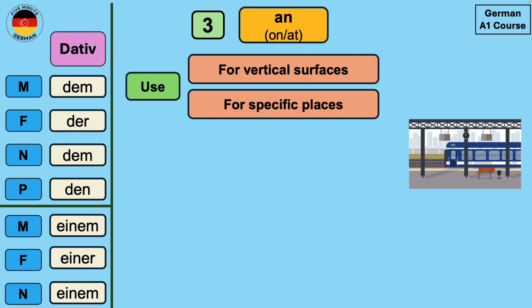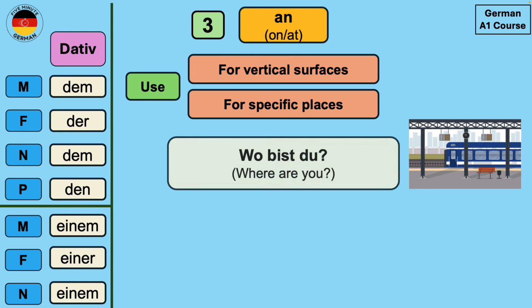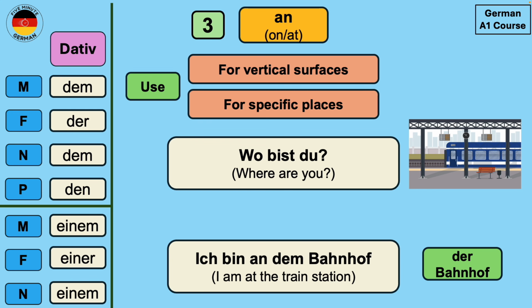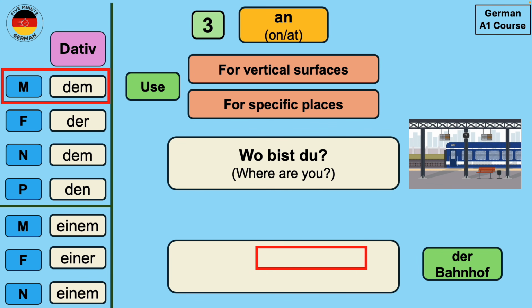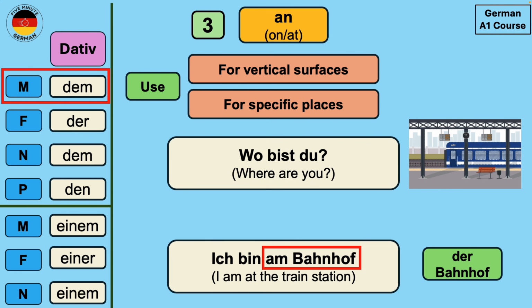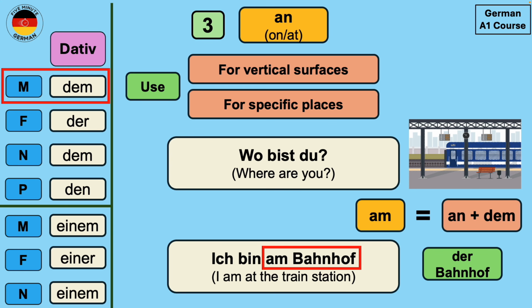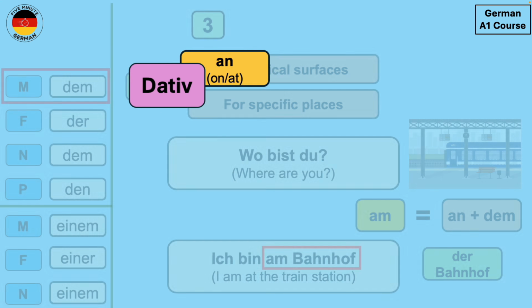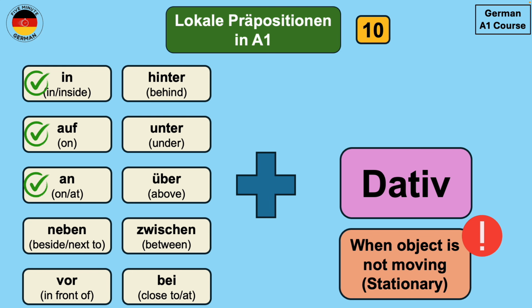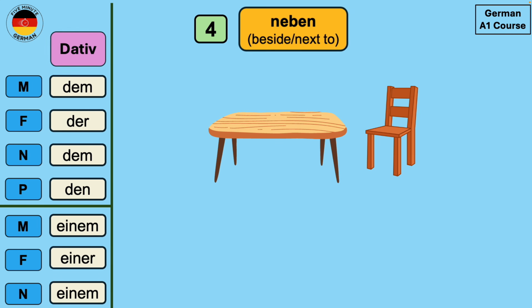For example, a train station. So if somebody asks, wo bist du? Where are you? Then you can say, ich bin an dem Bahnhof. I am at the train station. So in this case, an takes the meaning of at. And because it is der Bahnhof, that's why we say an dem Bahnhof. And just as we saw in the previous example, we can write this as ich bin am Bahnhof, because we know that am is the combination of an and dem. So this was an. The next preposition is neben, which means beside or next to.